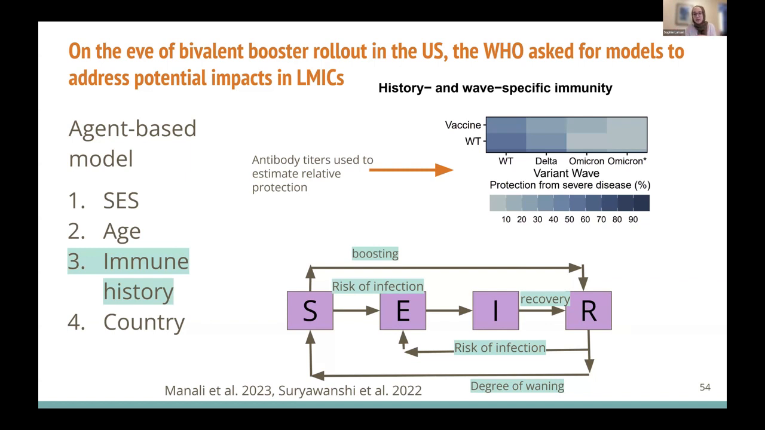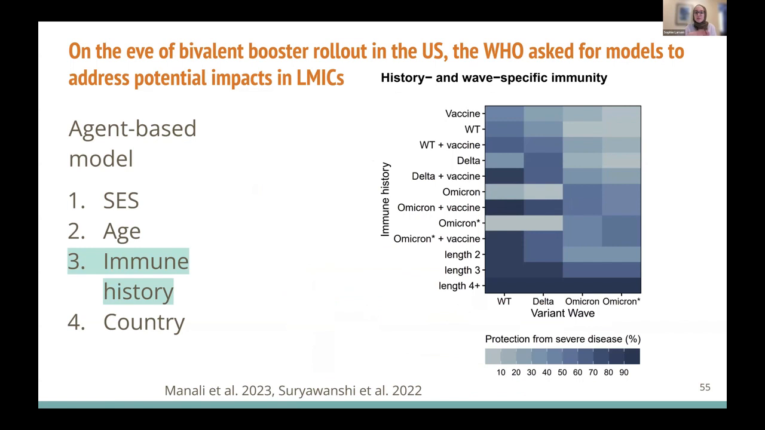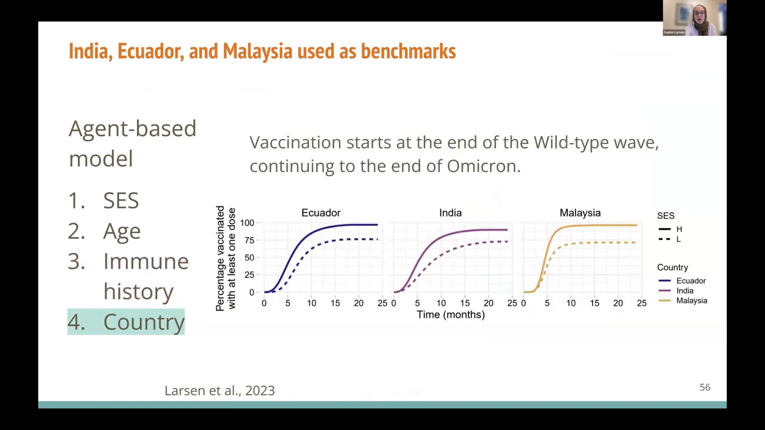And so we estimated this using neutralizing antibody titers from sera. This is a very hard thing to estimate because it's hard to know what people have had, right? So the best we can really do here is to look at neutralizing antibody titers and try to convert them into sort of a relative estimate of protection. And this is the whole table. So we're able to really understand relative protection for a range of histories, natural histories, hybrid immunity, and then vaccine-only history. And then it's also stratified by country. So we looked at India, Ecuador, and Malaysia as kind of benchmark countries.